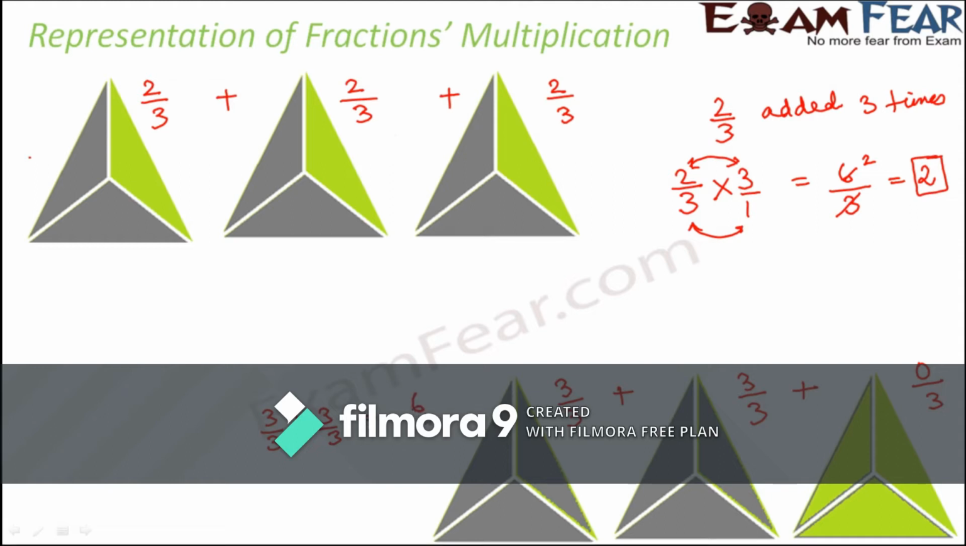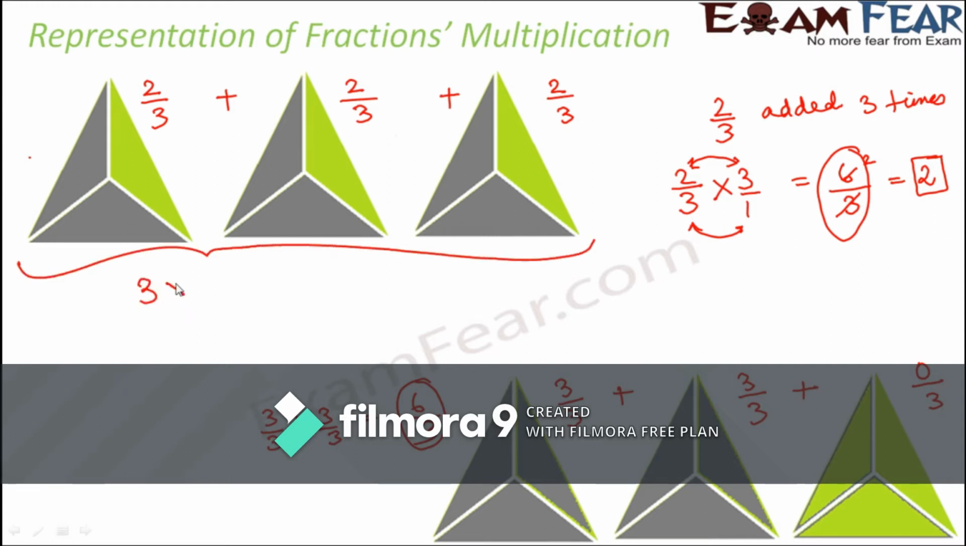So this is equal to 6 by 3. This is the same thing which you got here, 6 by 3. So basically this was 3. What does this represent together? This represents 3 into 2 by 3. And what did this represent? This represents the result. Correct?